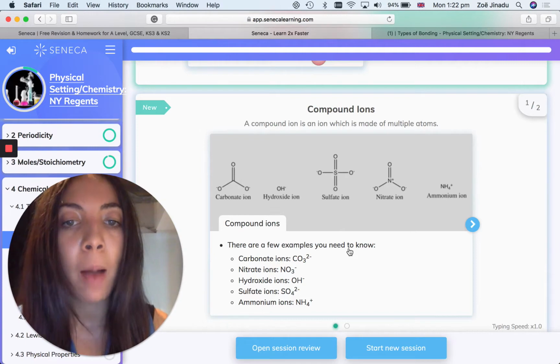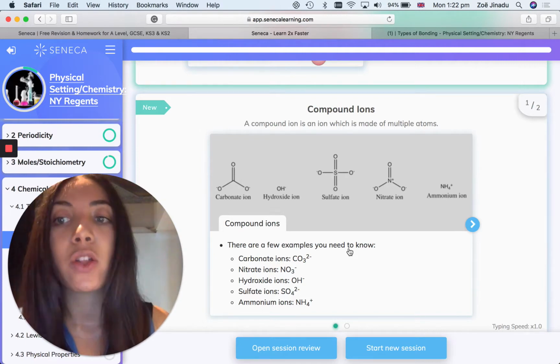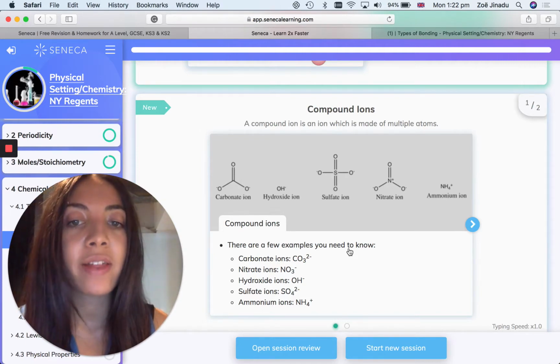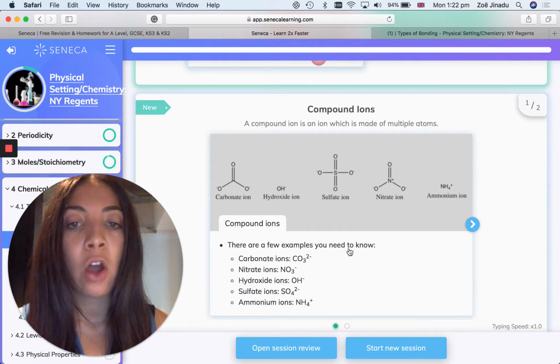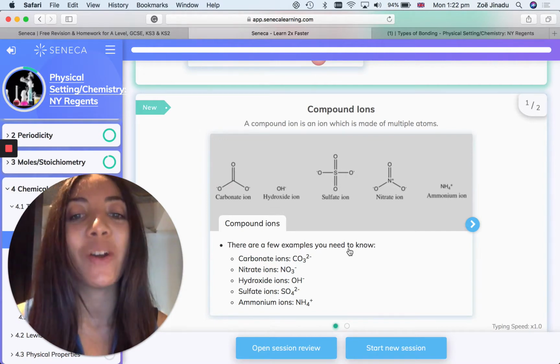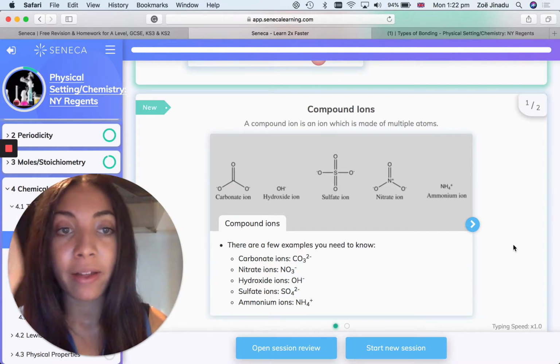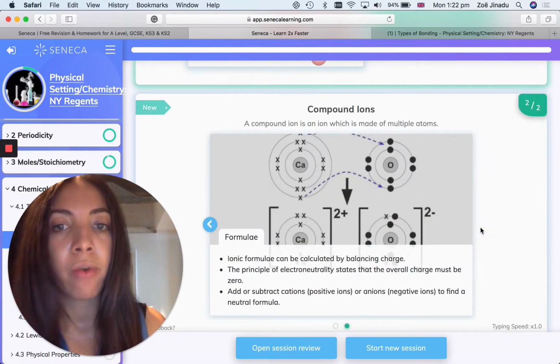There are a few examples of compound ions that you need to know. For example, carbonate ions, which is CO3 2-, nitrate ions, NO3-, hydroxide ions, OH-, sulfate ions, SO4 2-, and ammonium ions, NH4+. You need to know those.